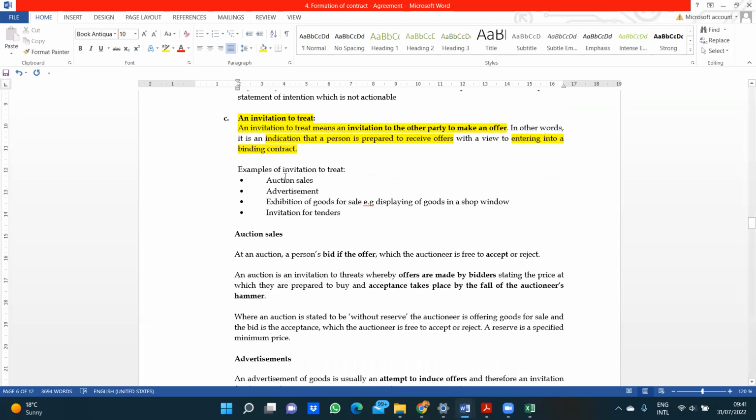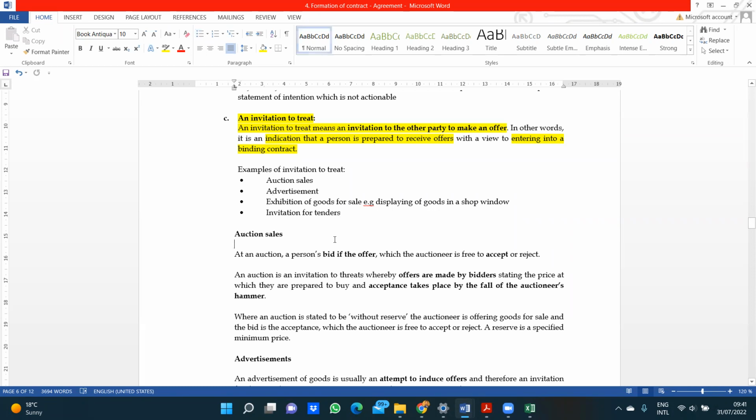Okay, so advertisement, as I just said. For example, you see shoes displayed on a shelf for 1,000 rupees, and you make an offer to buy them for 500. This is the offer, not the price which is shown on the shelf. Exhibition of goods, for example, is again the public displaying of goods in a shop window.